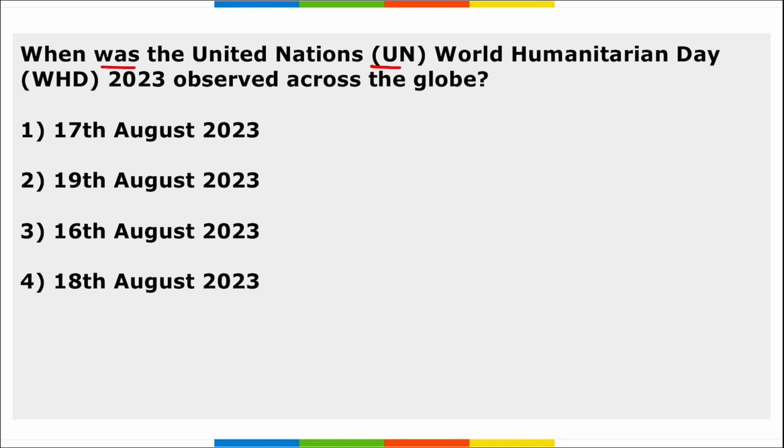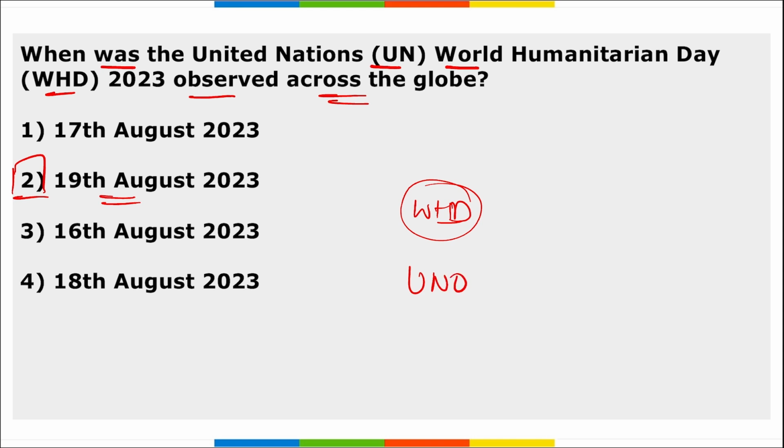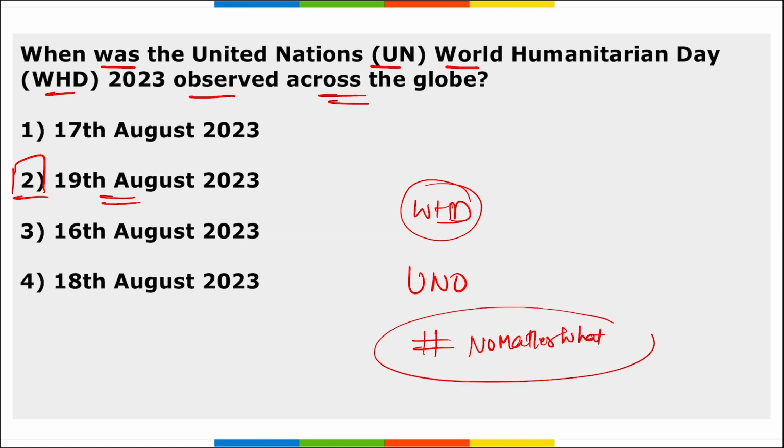Next, when was the United Nations World Humanitarian Day observed across the globe? So every year on 19th of August we observe World Humanitarian Day, and it is to pay tribute to the humanitarian people around the world who have committed their lives to support or help others, particularly in the time of crisis and conflicts. World Humanitarian Day is a campaign by the United Nations Office for Coordination of Humanitarian Affairs. Correct? And remember, this 2023 World Humanitarian Day campaign tagline is hashtag no matter what. Right? This is the tagline for the same.